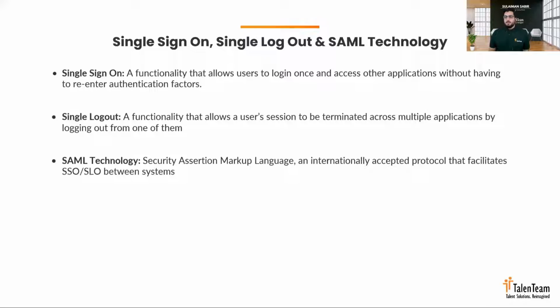SSO and SLO work together in tandem thanks to SAML technology. If you don't know what SAML is, it refers to Security Assertion Markup Language. This is an internationally accepted protocol used worldwide, and it allows systems to communicate with each other by identifying each other as trusted parties, and then they exchange authorization information and authentication requests. SAML has been great for organizations as it leads to better security, easy identity management across the board, and lower service costs as everything is more centralized.